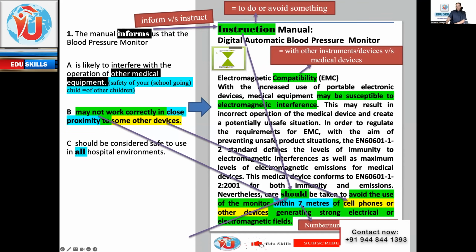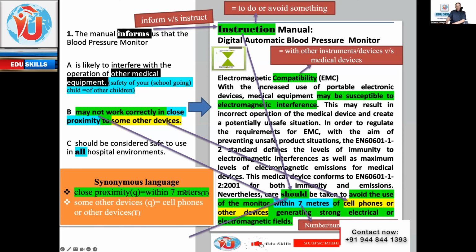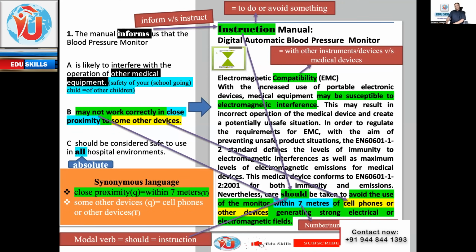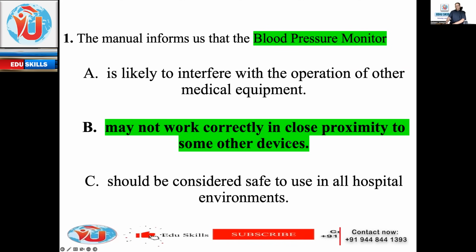Okay. Then you have number or numerical expressions here. See, here you have only one number. So modal verb, number, all these indicate the answer is there. Synonymous language: close proximity in the question, and within 7 meters is the synonymous expression in the text. Some other devices in the question, cell phones or other devices in the answer. And modal verb should is used for instruction. Now, this is the correct answer: may not work correctly in close proximity to some other devices.